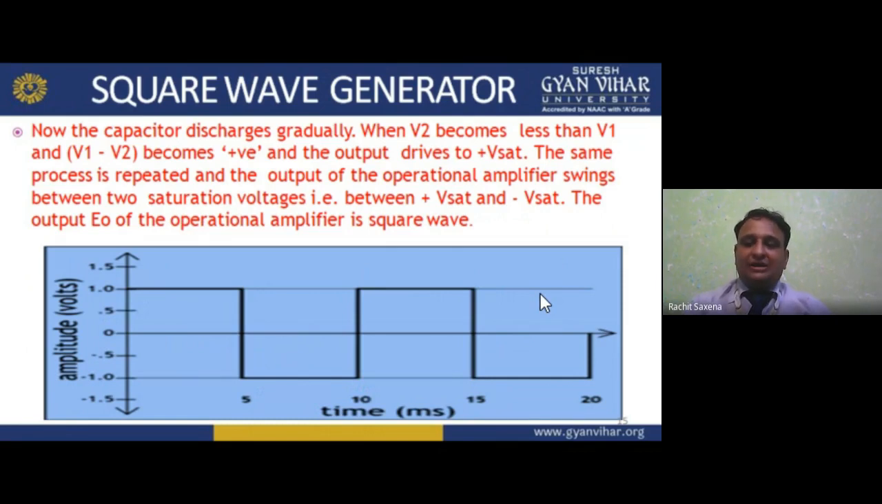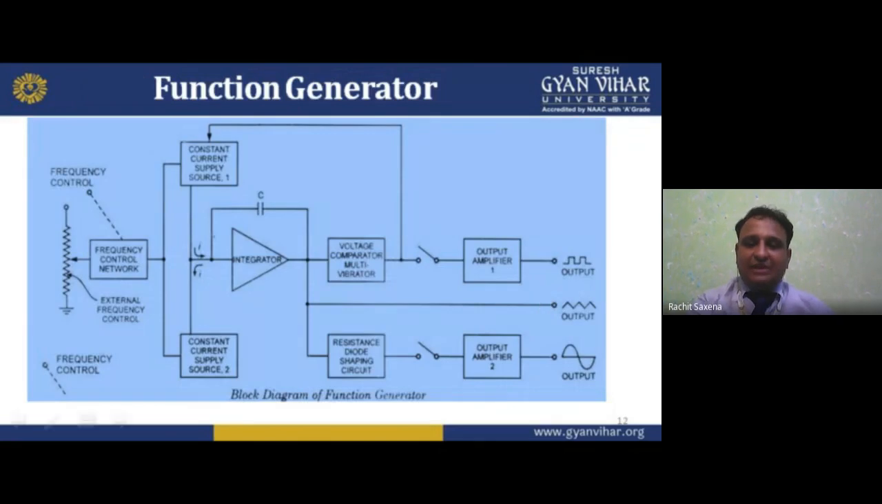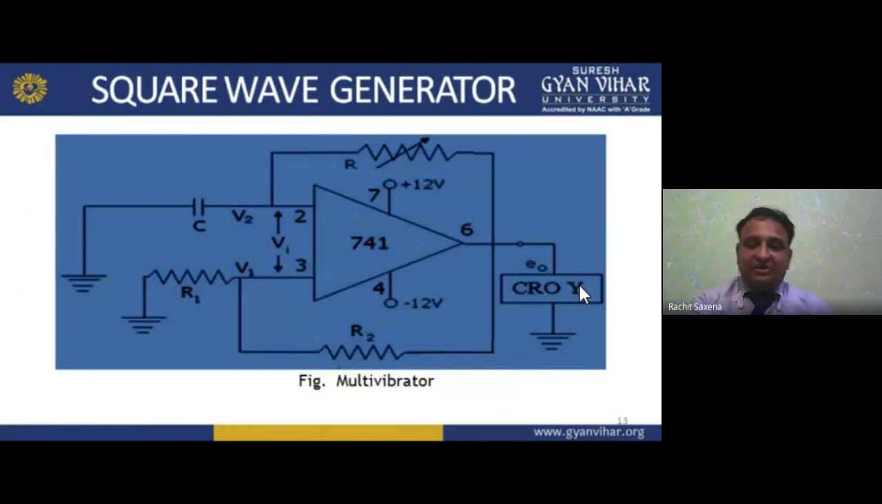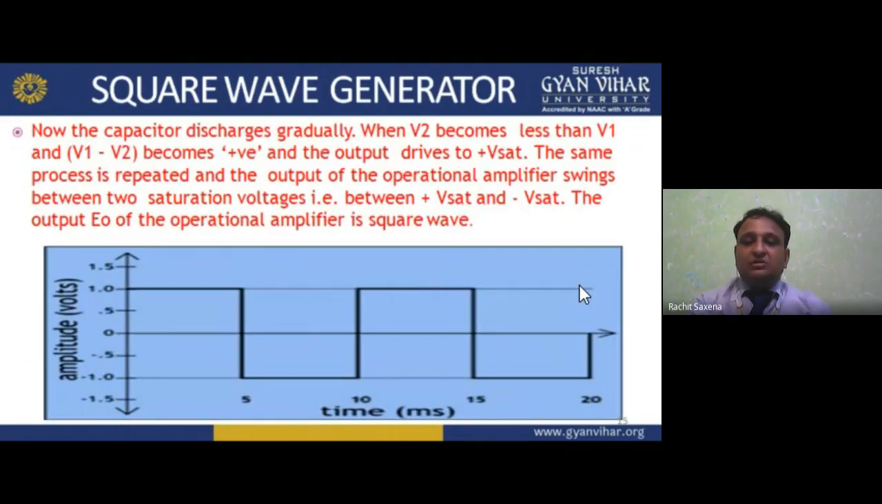Okay, so we are getting the square wave. Here it is, the square wave I am getting as output. See here, the multivibrator is this one. So I'm getting the square wave in this one. I hope you understand.